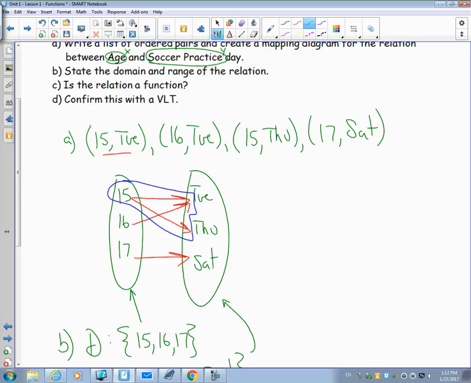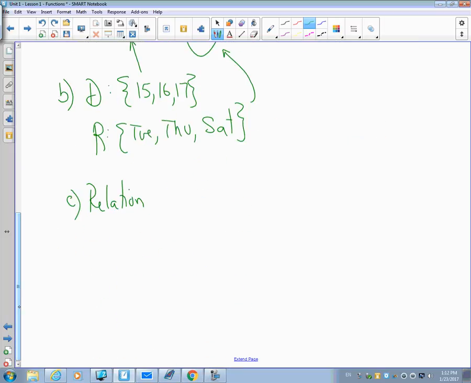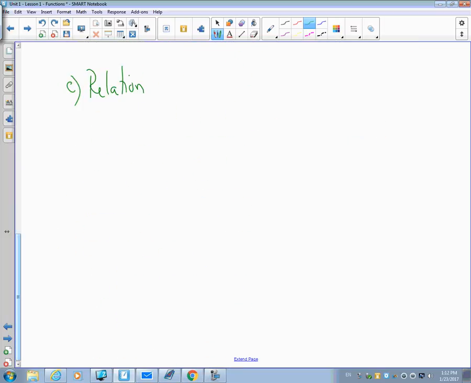And I want to confirm this with a VLT, a vertical line test. So to do that, we need to make ourselves a graph. We usually graph numbers, but we don't have to graph numbers. We can graph days. Tuesday, Thursday, Friday. Oh, not Friday. Saturday.